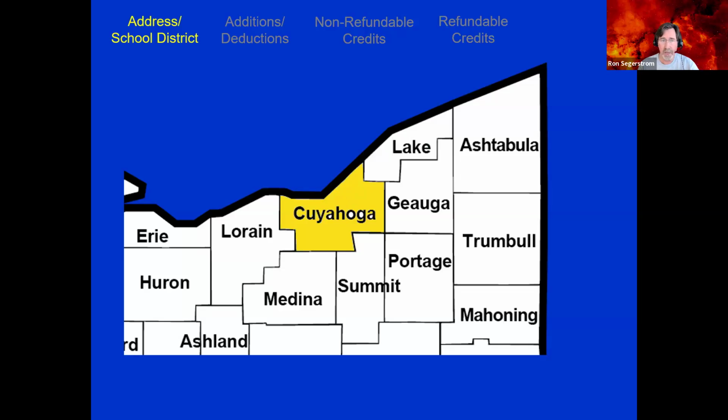To begin with, part of the Ohio tax return is that you have to get the correct school district. Can you see my little cursor if I move it around? We're in Cuyahoga County. I'm not from here, so be aware of the other counties around Cuyahoga that you might encounter: Lorain is kind of close over here, Medina, Summit, Portage, Geauga, Lake County.